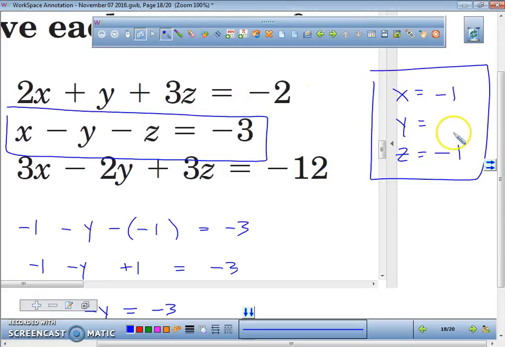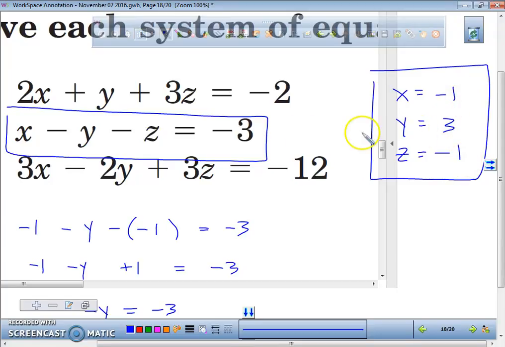Now, it is time to go. So listen up. What I want you guys to understand, once you solve for x, once you solve for y, once you solve for z, then what can you do to check your answer? Plug them in to your equation and see if they work.